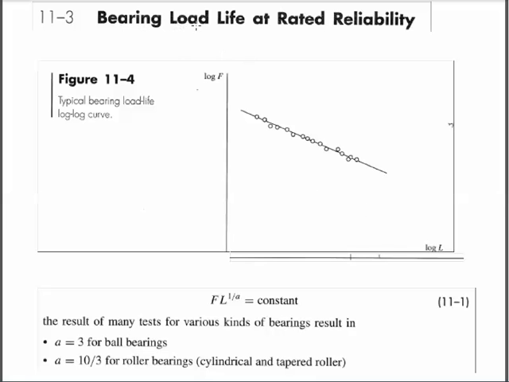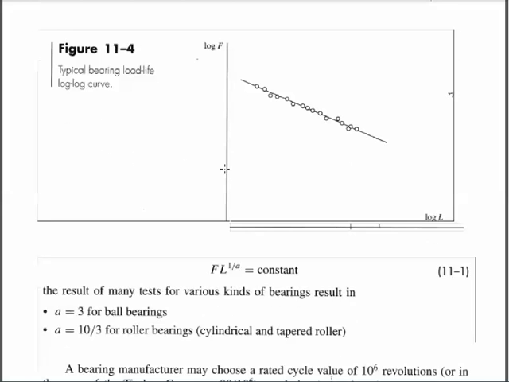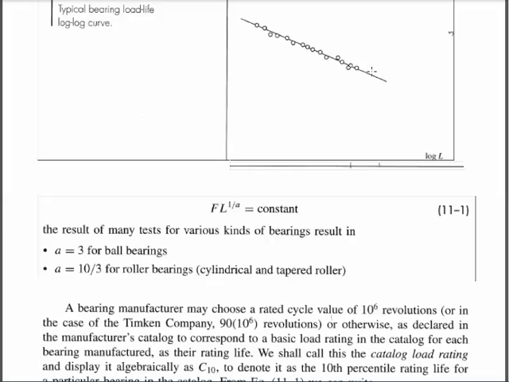Okay, so bearing load and life at a given reliability. This plot is a plot of the load on the bearing versus the life of the bearing. So this axis is load, this axis is life, and we would expect that as load gets high, life would be low. As load becomes lower, life becomes longer. And that's the truth. What's interesting is the data falls on a straight line, not on a linear plot, but on a log plot. The equation of this straight line would be the load times the life raised to a 1 over a power, where a represents the slope of the line, equal to a constant.